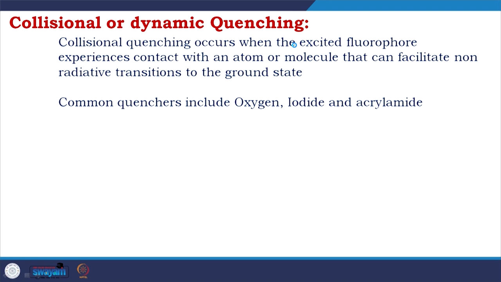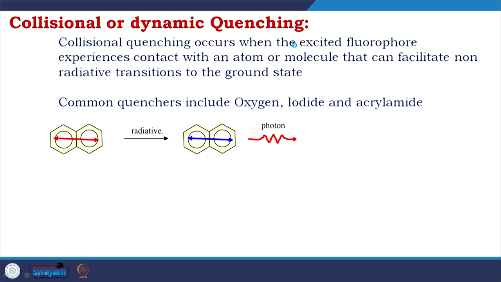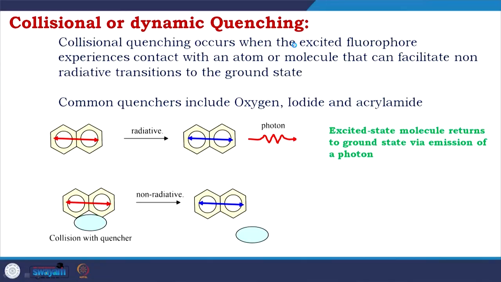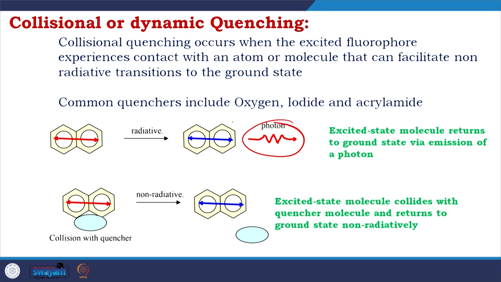So, when you see a molecule, it gets excited and gives radiative transfer. So, excited state molecule returns to ground state via emission of a photon. It goes to the excited state, it gives back a photon and comes back. The same molecule, when it interacts with a quencher, comes back to the ground state, but could not provide a photon. Excited state molecule collides with quencher molecule and returns to ground state non-radiatively. So, no fluorescence or less fluorescence is observed.